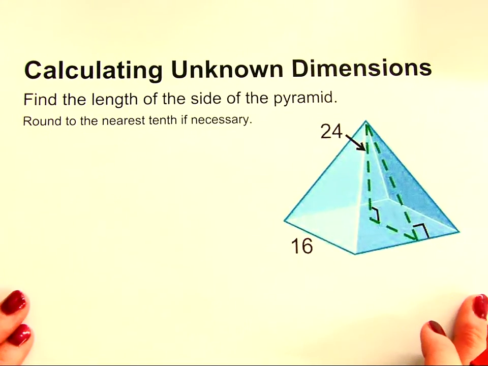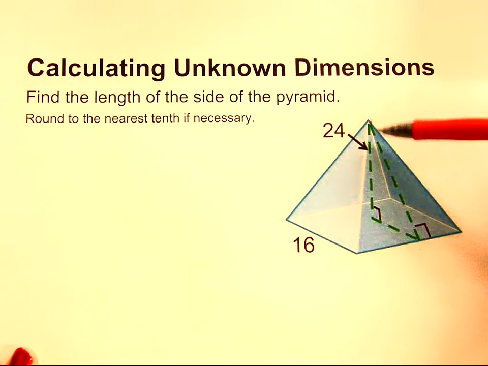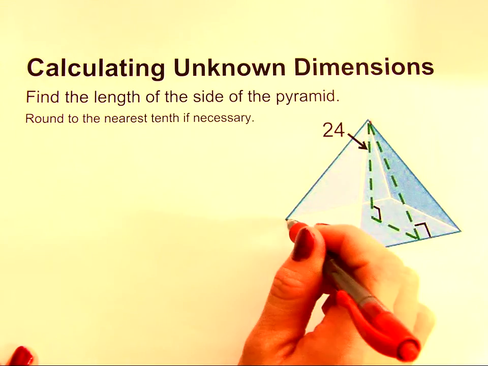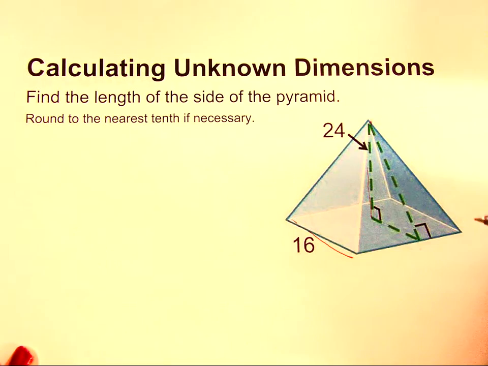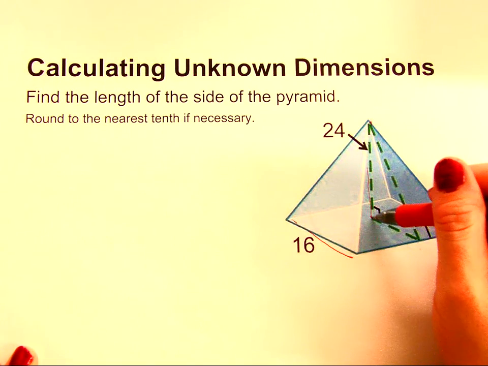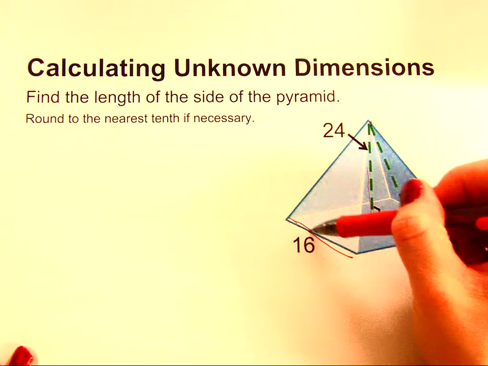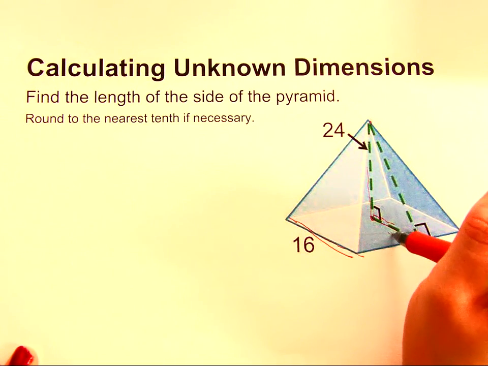All right, so let's look at a pyramid. Find the length of the side. So that's this flat side on the outside. The height here is from the center going up. Okay, and I know this is 16. I know this is 24. But I don't know this value here. But I know that this is 16, and this is from the center out, so that means that this is 8.